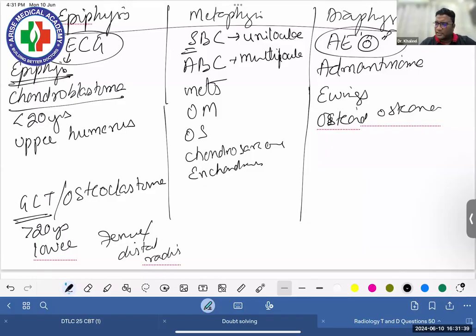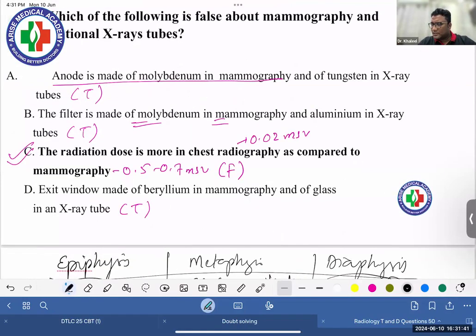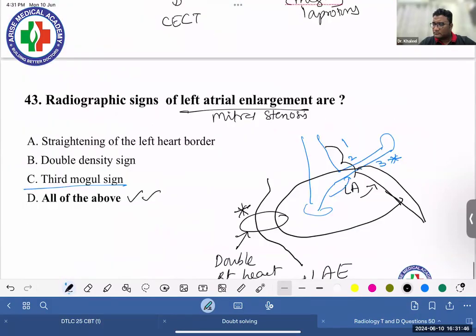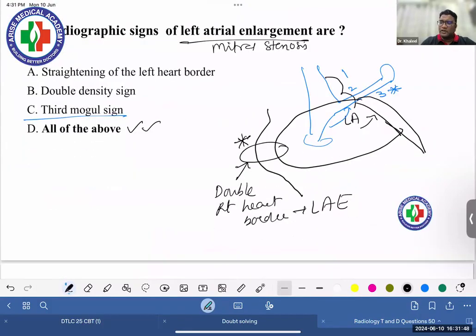Sir, question number 43 once. 43. Left atrial enlargement. So all of the above is the correct answer. Straightening of left heart border, double density is nothing but the double right heart border on chest X-ray. Third bulge is the left atrium, right?